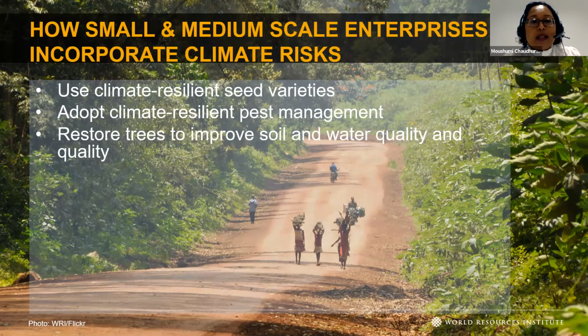The second is to restore trees to improve soil and water quality and quantity. So trees are incredible in the sense that they can actually help not only reduce greenhouse gas emissions, but they can also help restore soil and water quality. And this is especially if you're in the agroforestry world or agriculture world, where you would want to plant certain types of trees that are probably not water intensive, that could really help you restore the land that you're growing your products on.